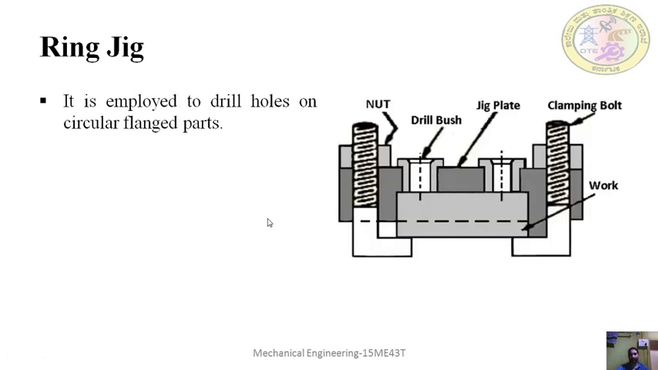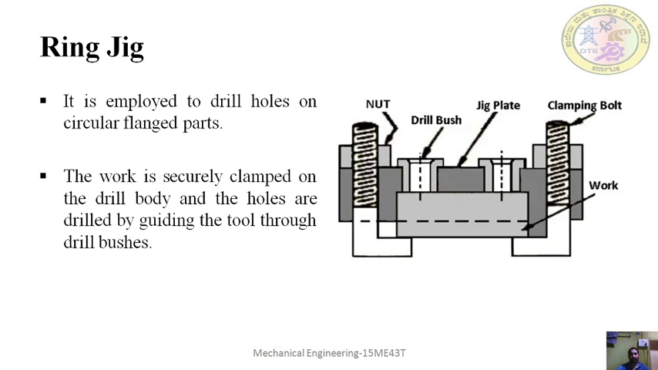Next is the ring jig. It is employed to drill circular flanged parts. It has a clamping bolt which is used to tighten and hold the workpiece in the jig body. If you tighten this nut, the workpiece will be held firmly in the ring jig. The top of this body has the drill bush, which is used for guiding the tool. The work is securely clamped on the jig body and the holes are drilled by guiding the tool through the drill bushes.